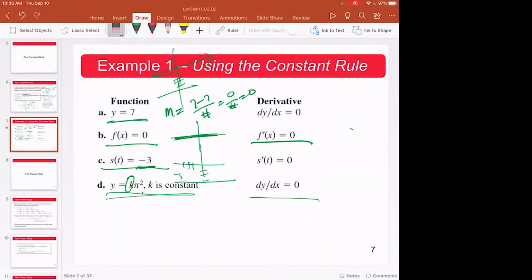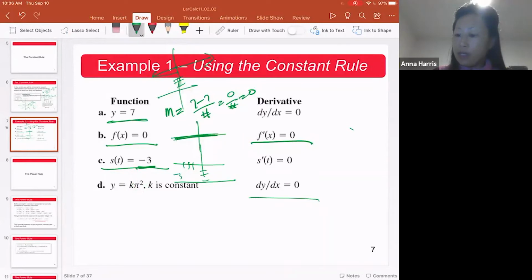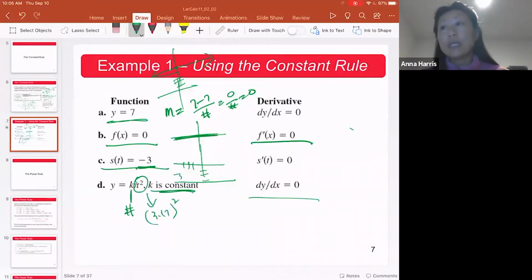All right, class, look at this one. Do not get confused. They told you k is a constant. K is a number, and pi squared is a number, 3.14 squared. That's what that means, right? That's a number. So that is why the derivative of that is 0.